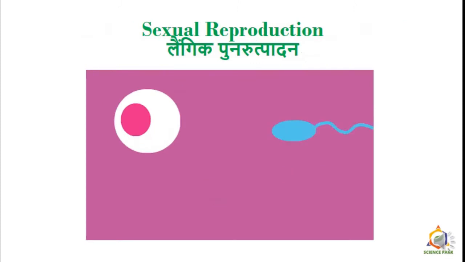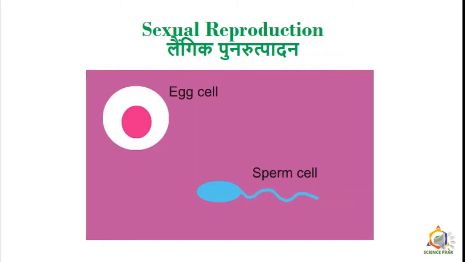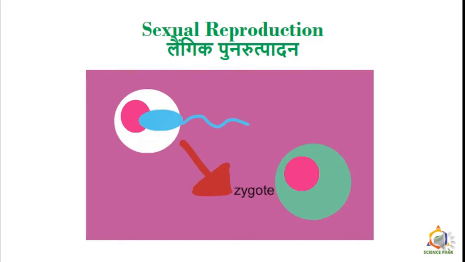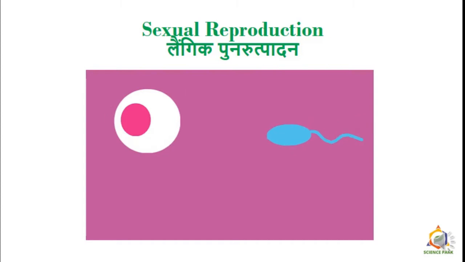In animals, males and females have different reproductive organs and they produce different gametes. On the left hand side, the white colored one is the egg cell, and the blue colored one is the sperm cell, the male gamete. They both fuse to form a zygote. This type of reproduction, which begins from the fusion of male and female gametes, is called sexual reproduction.